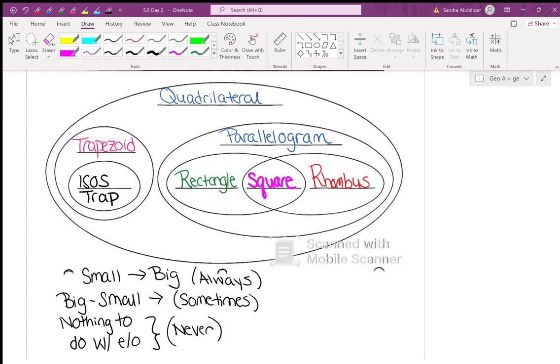A square is a rectangle. A square is a rectangle, always, sometimes, or never. Your screen went black on me. Good, good.